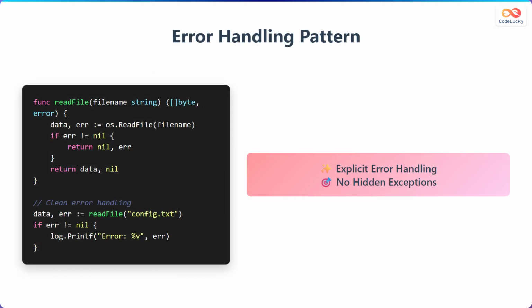A common use of multiple returns is for error handling. The ReadFile function attempts to read a file. It returns the file's content as a byte slice and an error if something goes wrong. The calling code checks the error. If there is an error, it is logged. Otherwise, the file content is processed. This explicit error handling ensures that errors are not hidden and are dealt with directly.